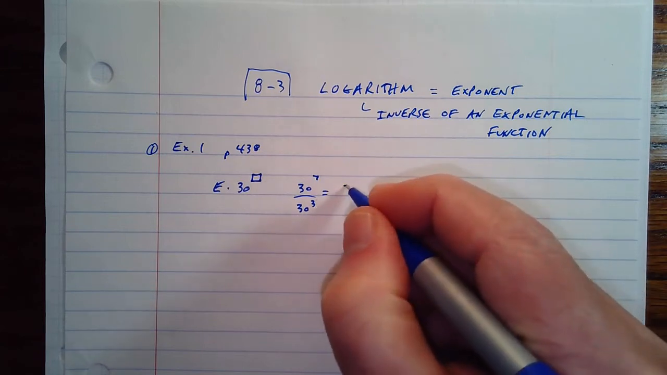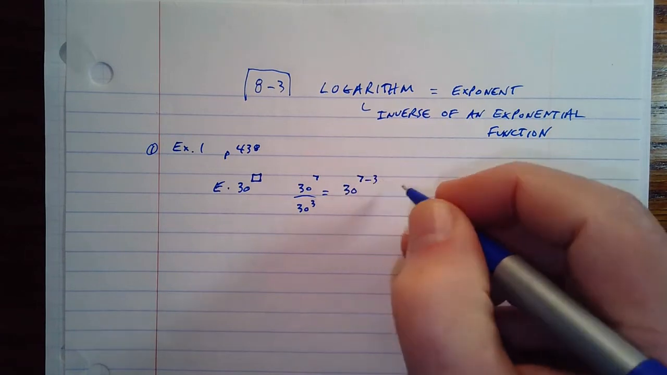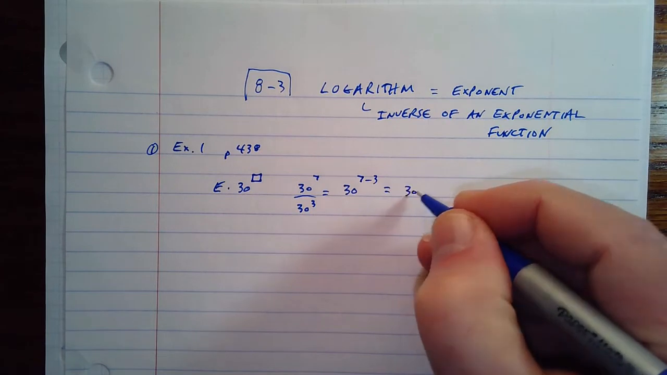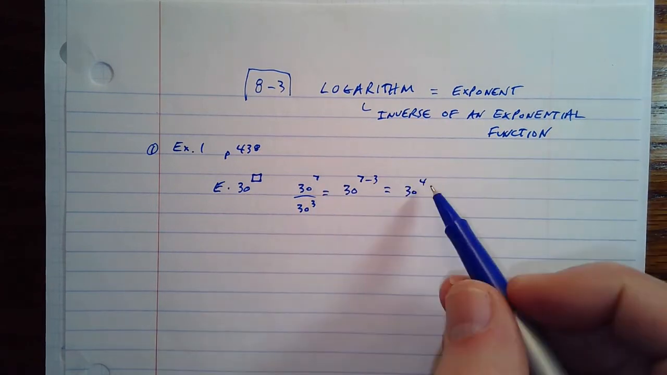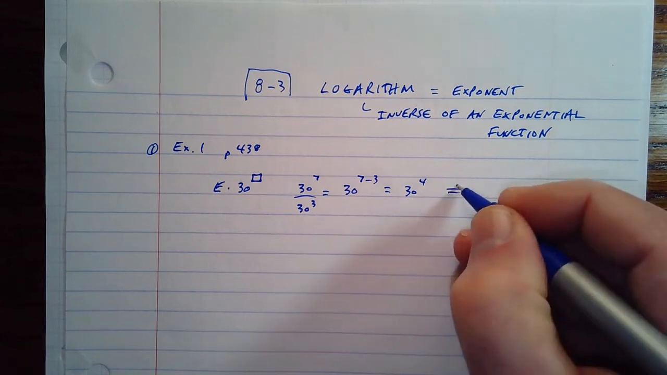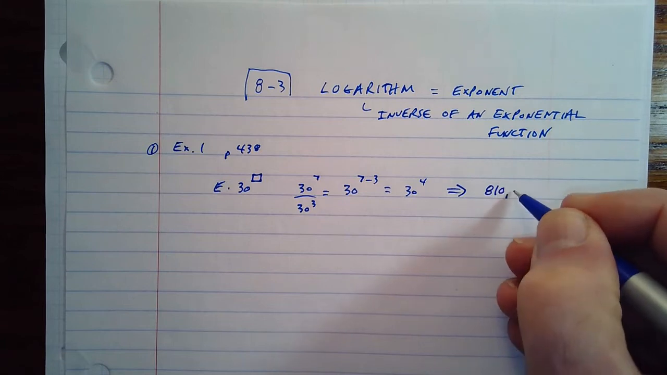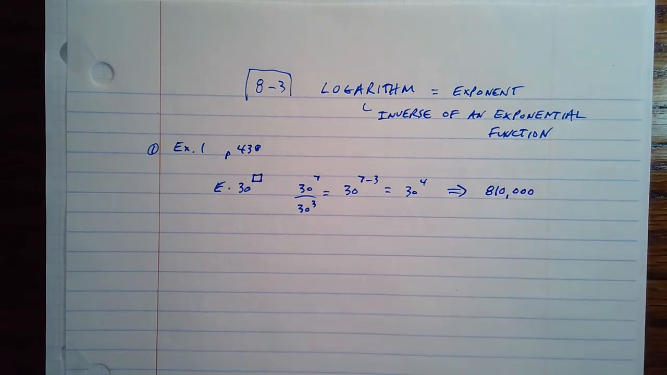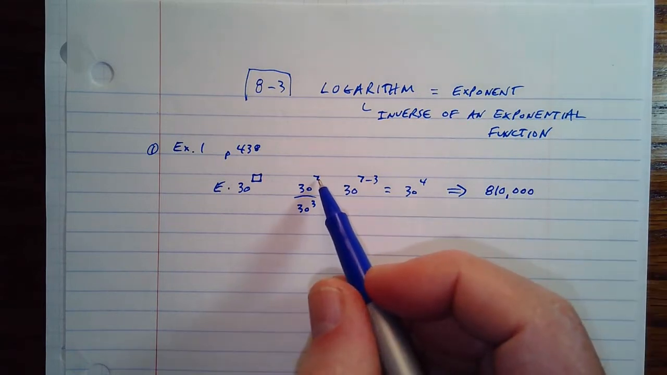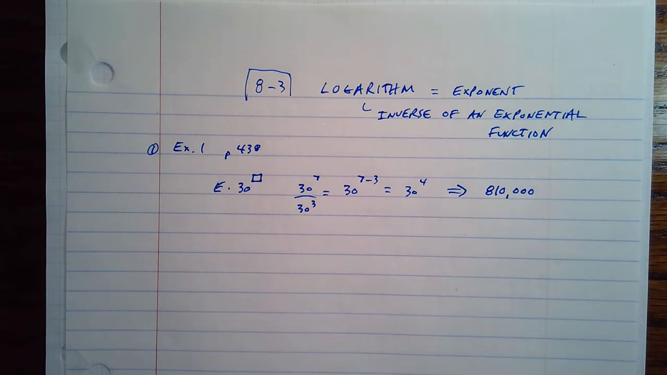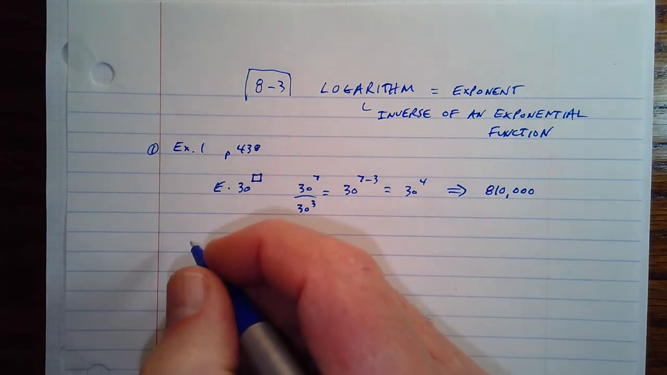And so we do 30 to the 7 minus 3. We use that division property, and we get 30 to the 4th. So it's only 4 bigger on the Richter scale, but that actually means 30 to the 4th, or 810,000 times more energy was released with a Richter scale of 7 earthquake compared to a Richter scale of 3. And then the next part of the lesson just gives us a definition.